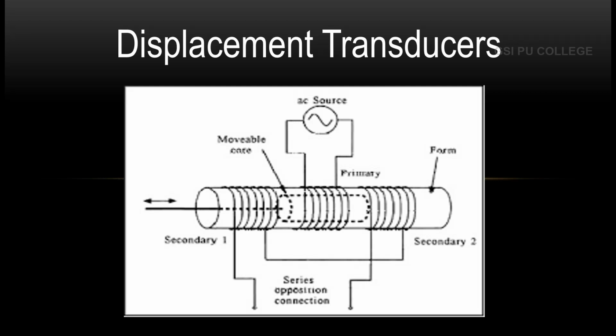Whenever there is a change in the displacement, the primary winding gets excited, which helps in moving the shaft freely back and forth, which in turn tells that there is a change in the displacement of that particular device.